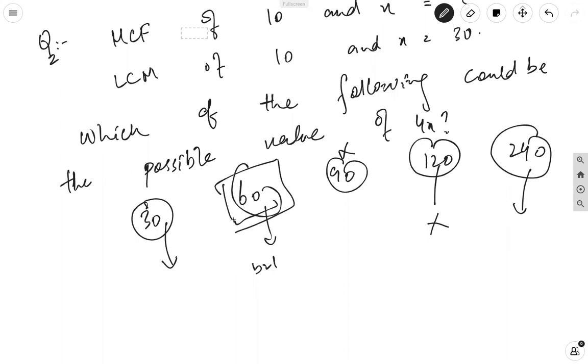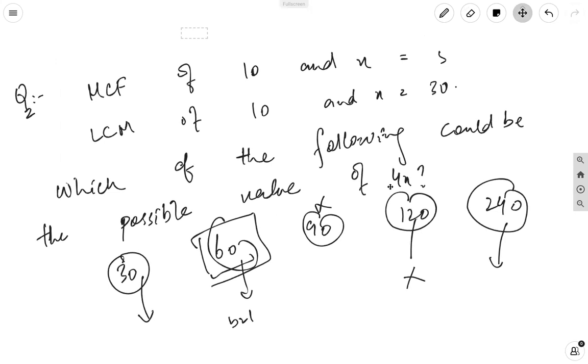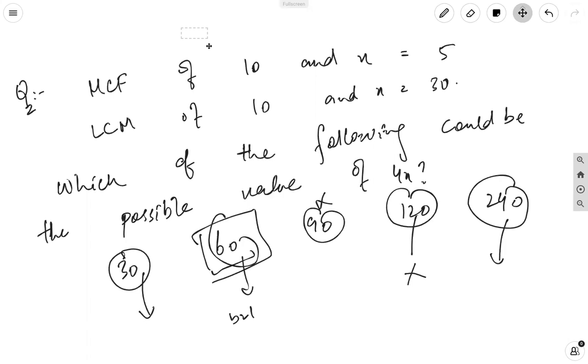This was a very basic, very simple question. It can also be solved using that formula you just told me: the product of the two numbers is equal to HCF into LCM. This would be easier, I think, to solve this problem. Yes, you can solve both ways. I just included this question because I showed the old method which we used in the earlier question.